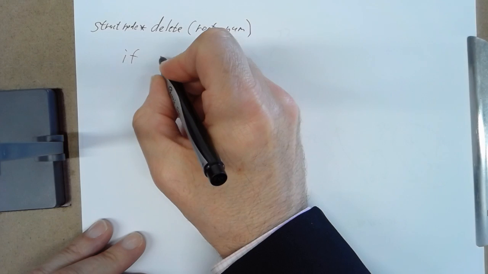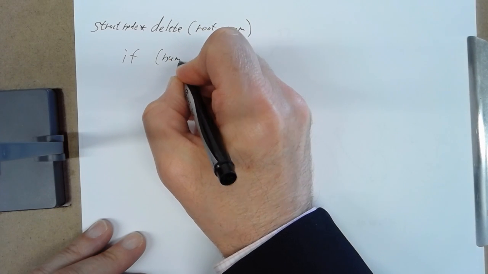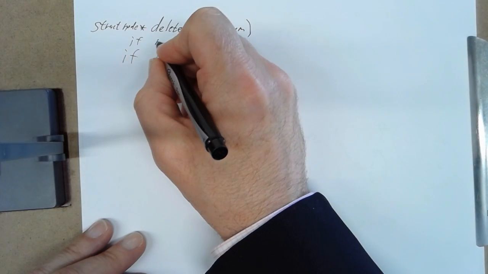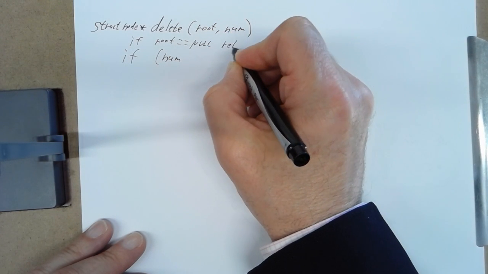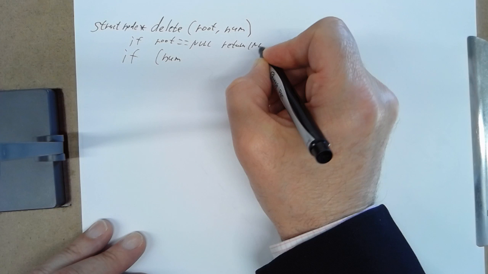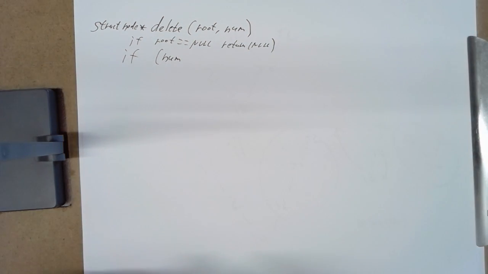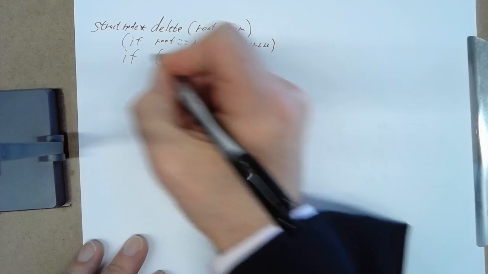So, well, we'll throw our edge case in here. If root equals null, return null. But if we make sure that the thing is in our tree before we delete, we should never get to a case where we're trying to delete from an empty tree. So that may be optional.